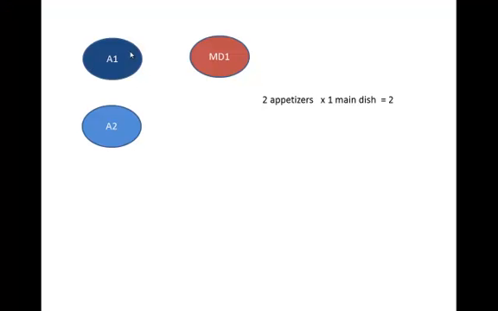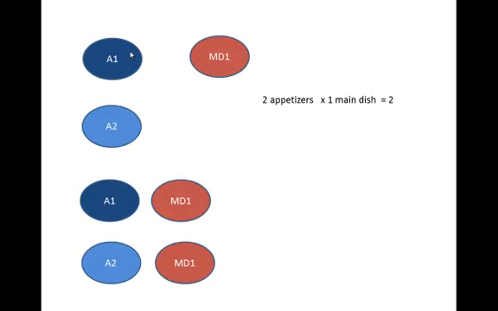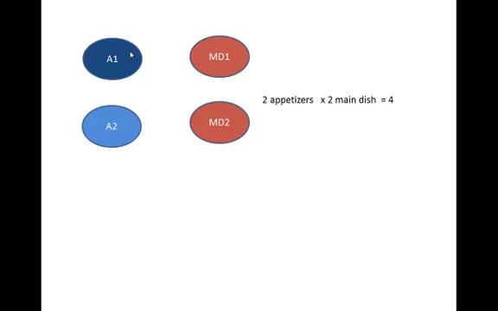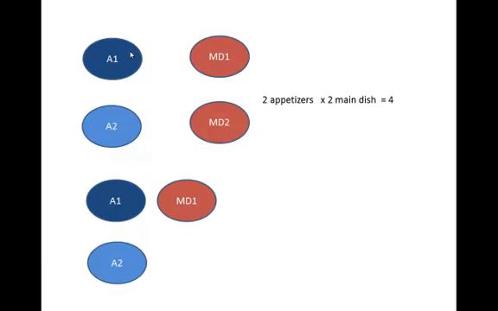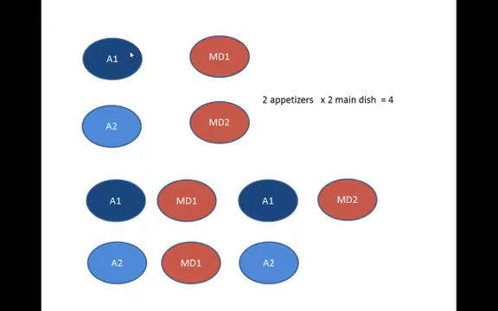All right, so let's say, for example, you have 2 appetizers and 1 main dish. So we say 2 times 1, there are 2 combinations. It would be appetizer 1 with main dish 1, and then appetizer 2 with main dish 1. Those are two different combinations you can have. Now when you add a second main dish, we have appetizer 1 and appetizer 2. It's going to be 2 times 2, and you should have 4 combinations. So you have appetizer 1 with main dish 1, appetizer 2 with main dish 1, appetizer 1 with main dish 2, and appetizer 2 with main dish 2.